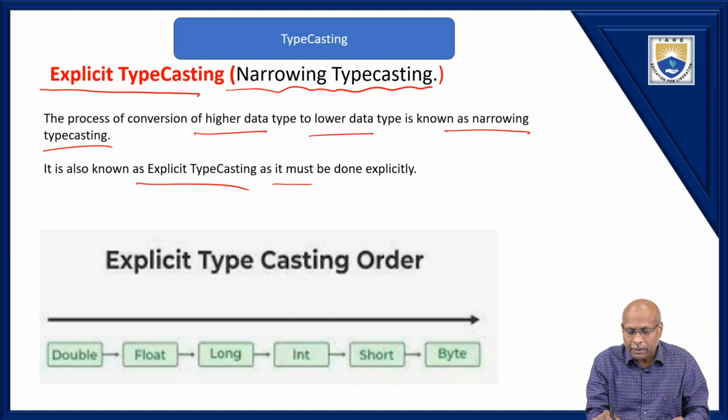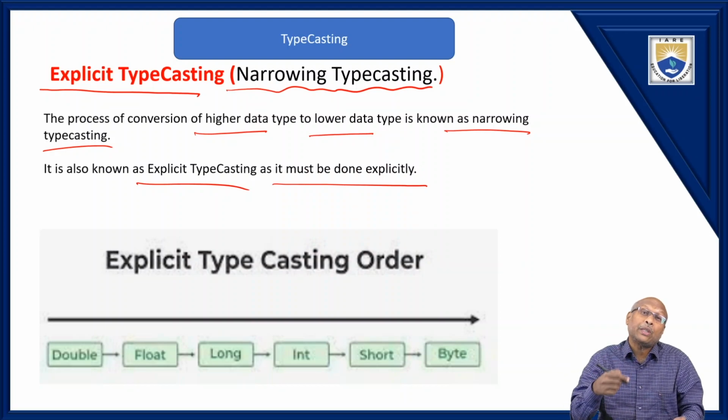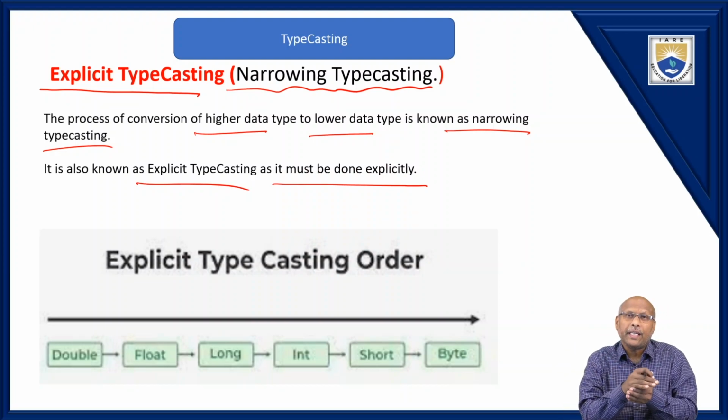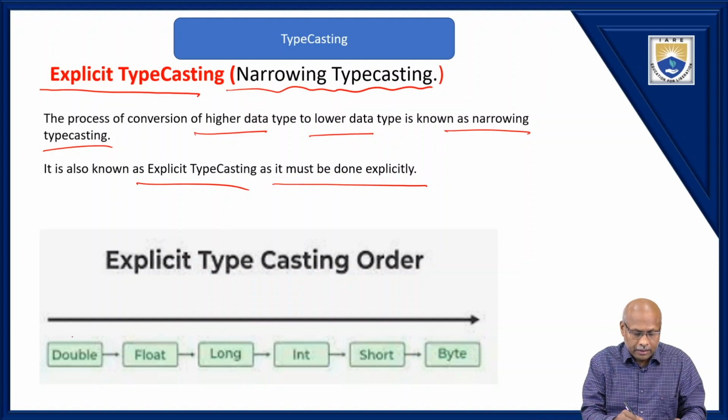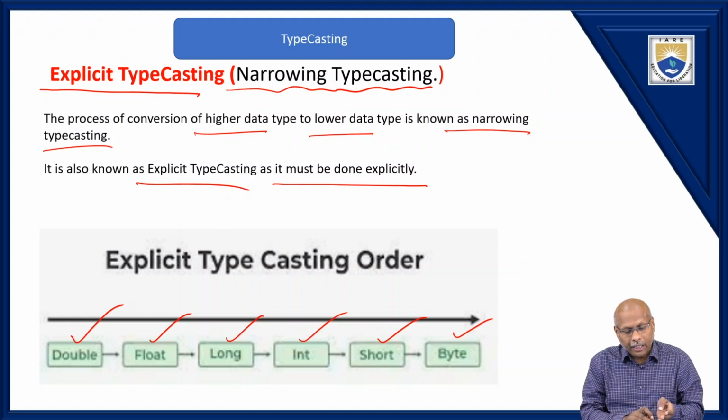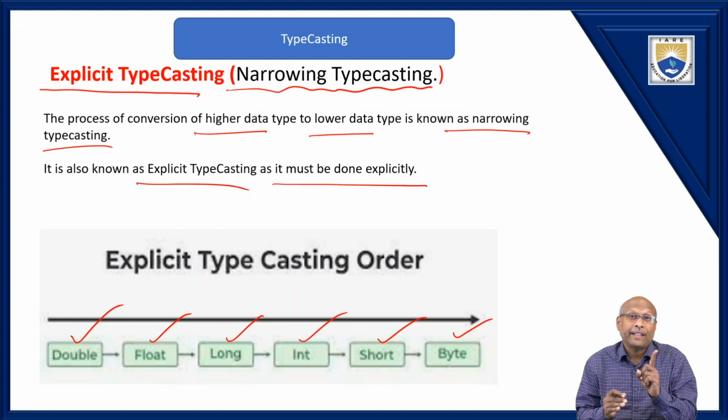It must be done explicitly. That means the programmer has to write explicitly that you want to convert from this type to another type. You can see the order of the explicit typecasting also: double, float, long, int, short, byte. See the arrow mark. That means you are converting double to float. It requires explicit typecasting. It does not come under implicit typecasting, because double is 8 bytes whereas float is 4 bytes. When you are converting from higher to lower, you have to go for explicit typecasting only. So this is the order of the explicit typecasting.